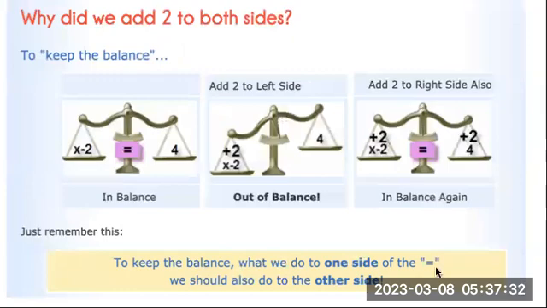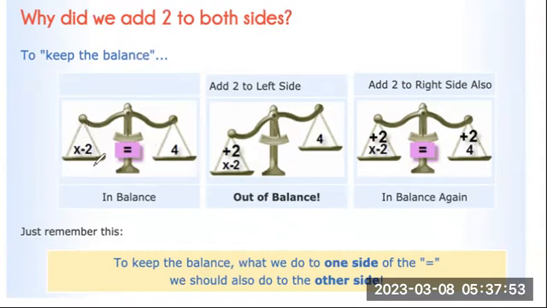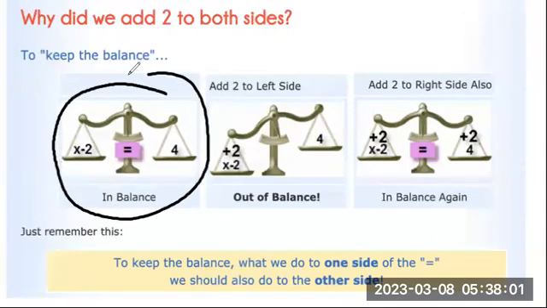Now in algebra, it is like a weighing scale. We always want to keep the balance. Remember, whatever is on the left is always equal to what is on the right. It needs to be always equal. We want to keep the balance. For example, x minus 2 is equal to 4. It is in balance, like the one here in the weighing scale. Just remember this, to keep the balance, what we do to one side of the equal symbol, we should always do to the other side.